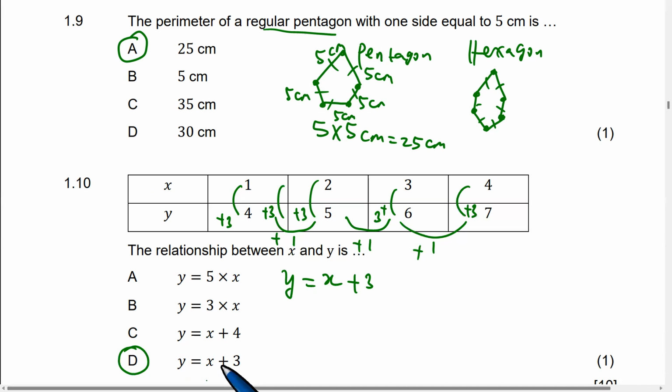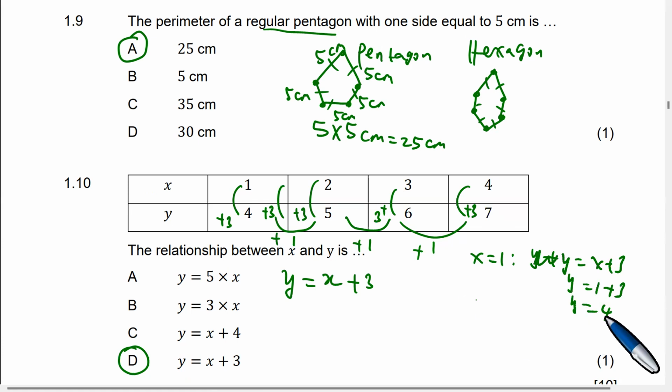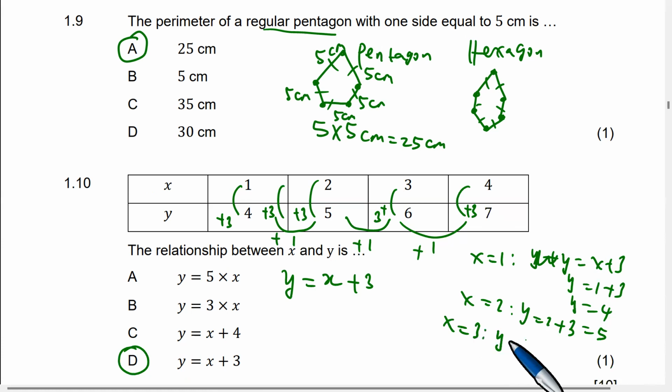Because if X is 1, put it here. You are suggesting that formula. So X is 1, which is 1 plus 3. What is 1 plus 3? 4. X is 2, which is 2 plus 3. What is 2 plus 3? 5. X is 3. In the place of X, you put 3. What is 3 plus 3? 6. So this is the formula.